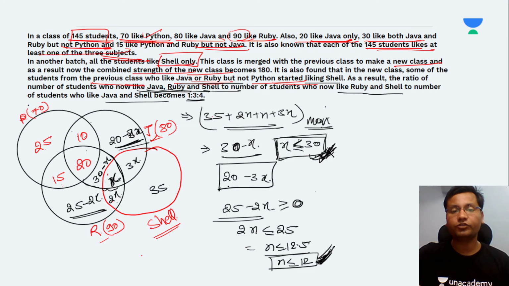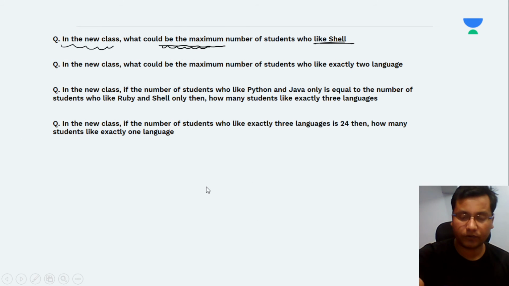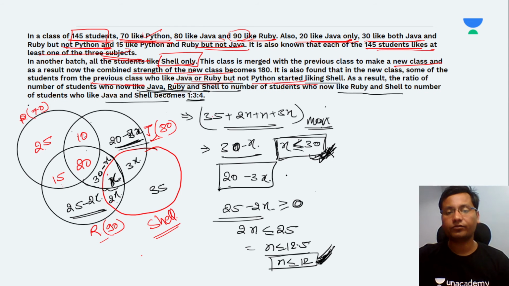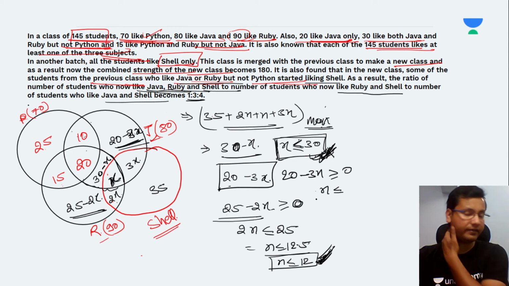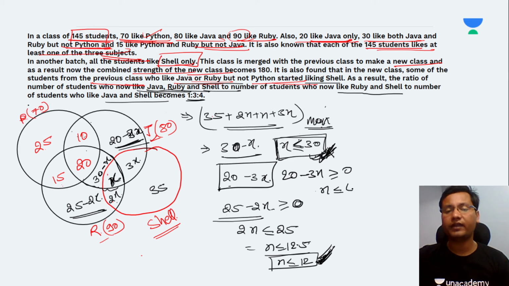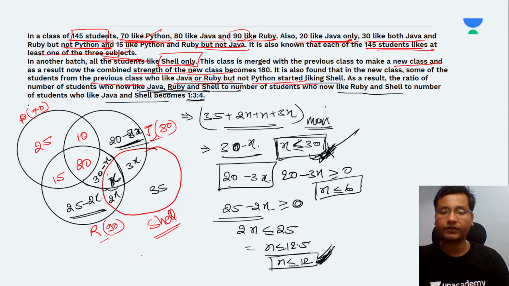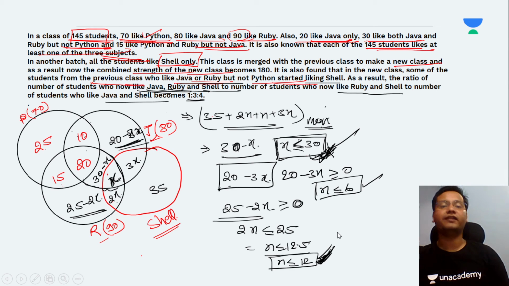Similarly, if you see the third equation, this is 20 minus 3x, so 20 minus 3x has to be greater than equal to 0. So can I say x has to be less than or equal to the greatest integer or nearest integer, so that has to be 6. Now look at this case, which value out of these three will satisfy all the three equations?